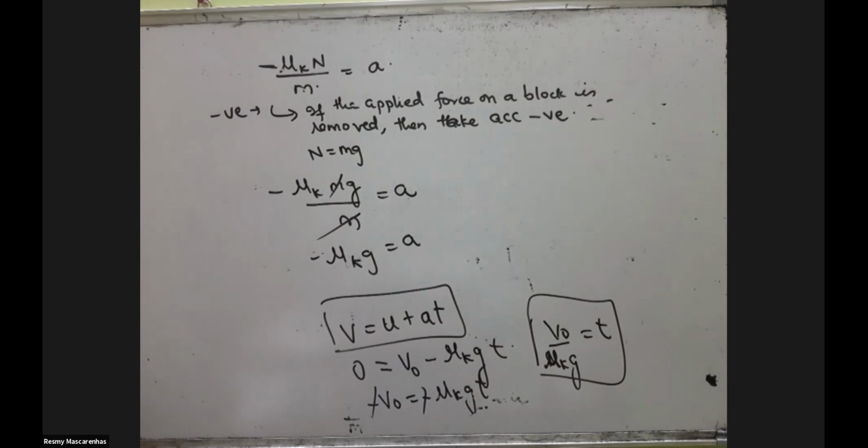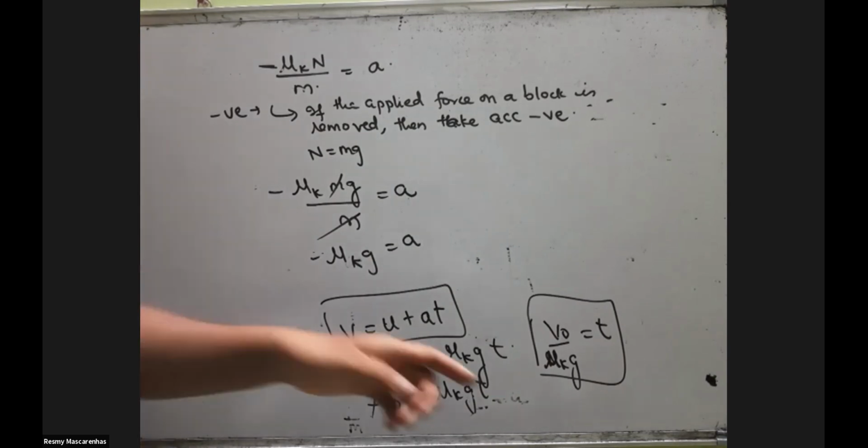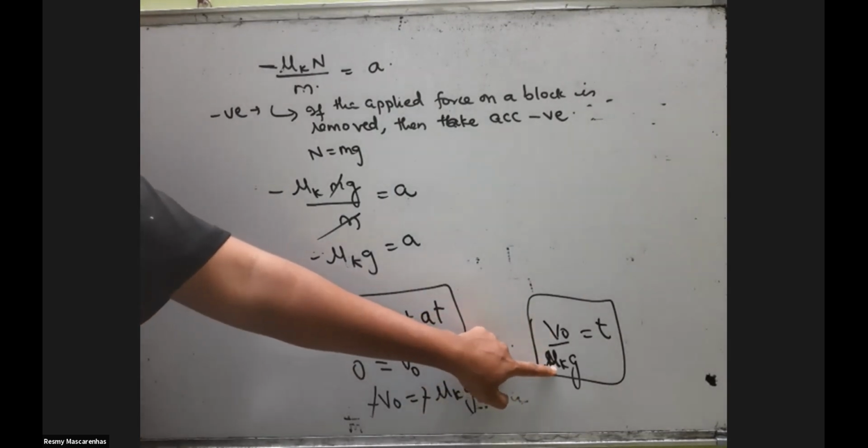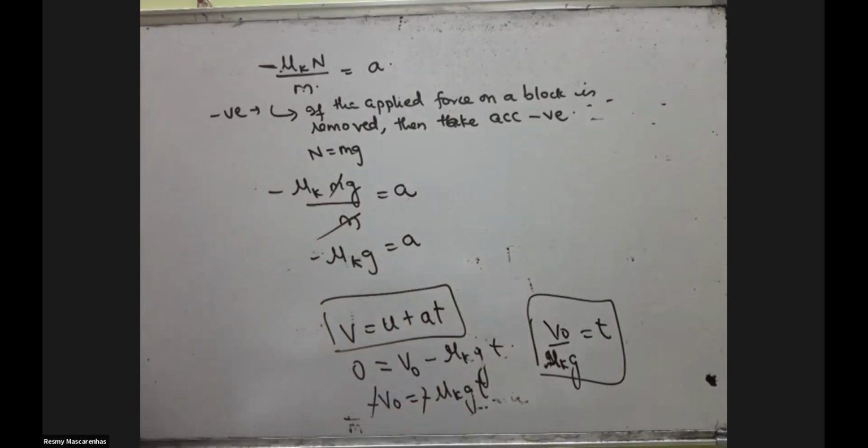Suppose values were given, you have to substitute the values. Suppose it was said it is moving at a velocity of 30 meters per second and then comes to a stop, so this would have been 30. And coefficient of friction, suppose it was given as 0.03 or something, then you have to substitute. So same problem, if given with the values, you can solve in a similar way.